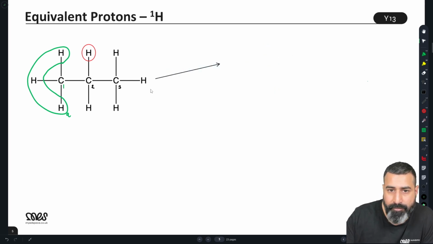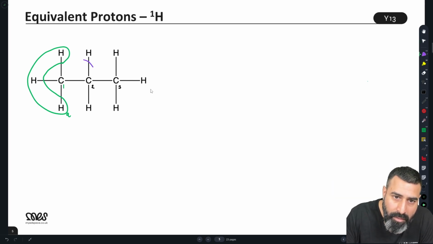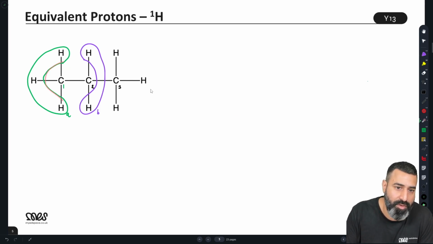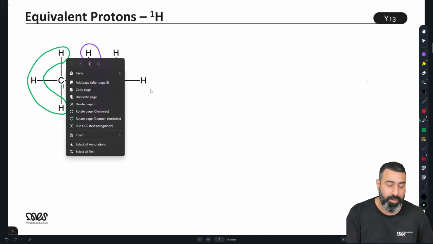So that means this is going to be environment B. Give whatever labels you want, but those are chemically different from the protons on carbon number 1. If we think about this, we've got a CH3, so a methyl group, so methyl protons, and then that carbon's bonded to the carbon in the middle, and then we've got CH2 protons. So the CH2 protons are different to CH3 protons.